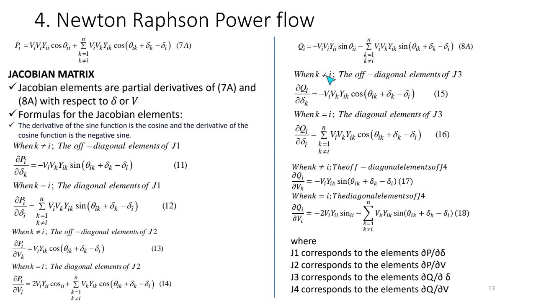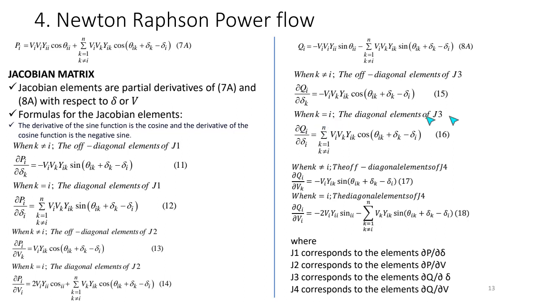The first case, again, is when k is not equal to i. When k is not equal to i, the first term is not going to appear. So here, for delta k, the sine of delta k, if you take the partial derivative of sine, it becomes cos. We keep the minus sign as it is: minus Vi Vk Yik, cos of the inside function as it is.